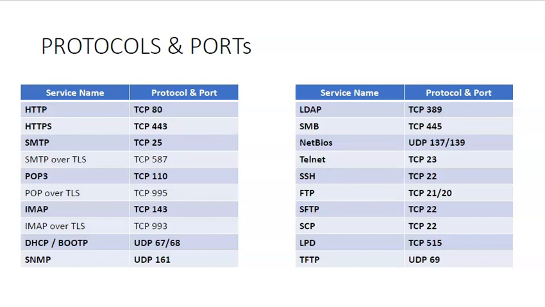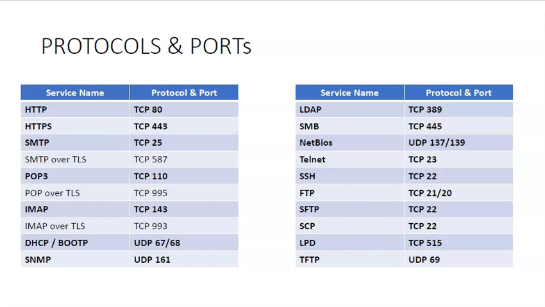Then we have SMB. SMB is Server Message Block, which is used in file share and it works on TCP 445. Then we have NetBIOS, which works on UDP 137 and 139. It is used for local name resolution in Windows and also for session setup. Whenever two systems want to communicate with each other, they first create a session, and NetBIOS will help in that if those two systems are Windows systems.